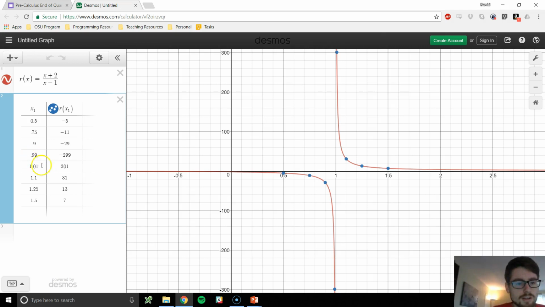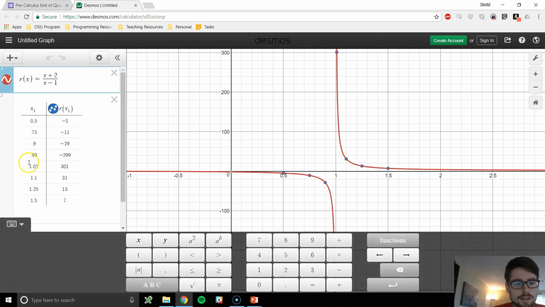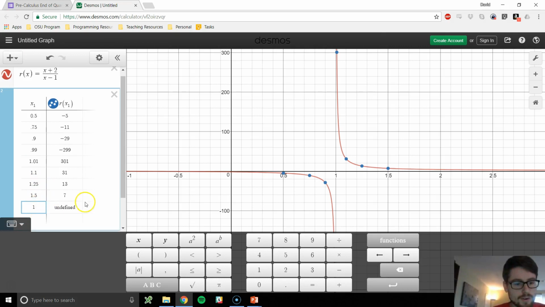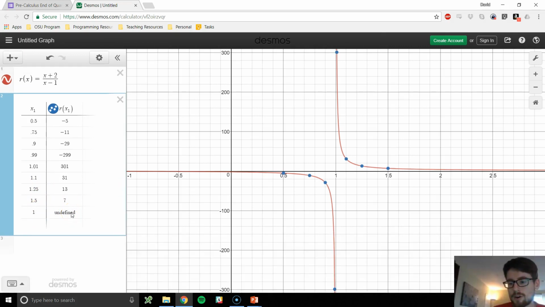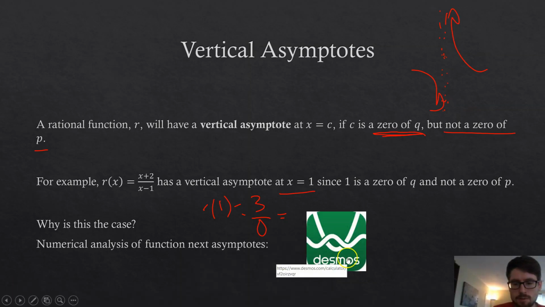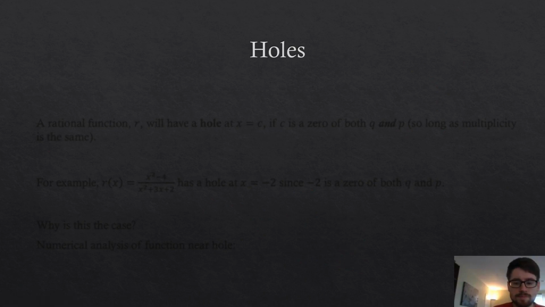But by just looking at the answers of the function as we get close to 1, we figure out what's happening to our graph. We figure out why there's this vertical asymptote. Okay, so x equals 1 would give us a vertical asymptote. Note, if we tried to plug 1 in directly, the function evaluates to undefined. We don't know the answer when x is 1 because it's 3 over 0. Okay, all right. So moving on to holes.